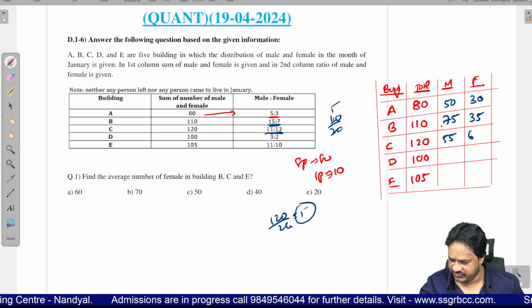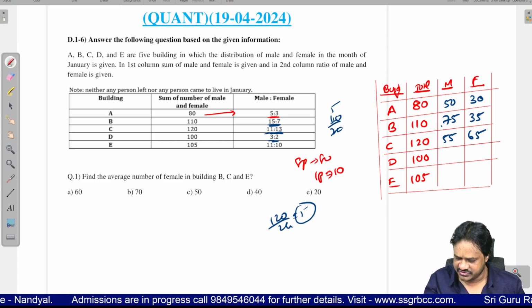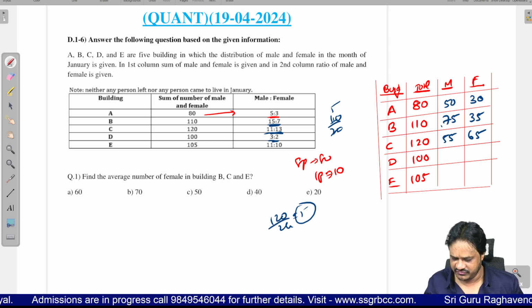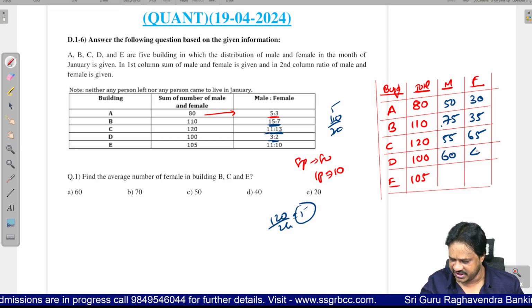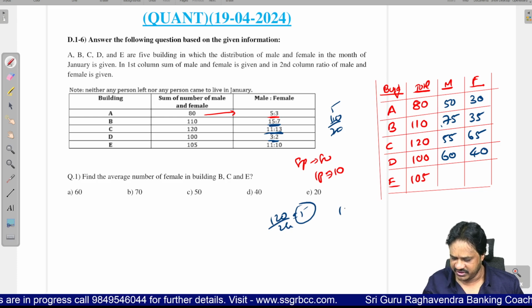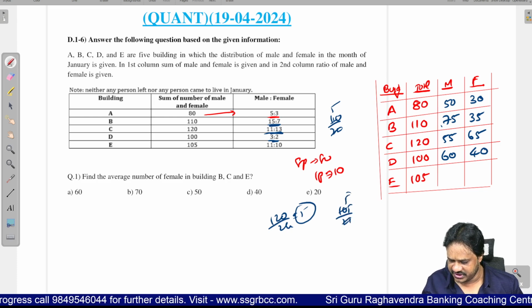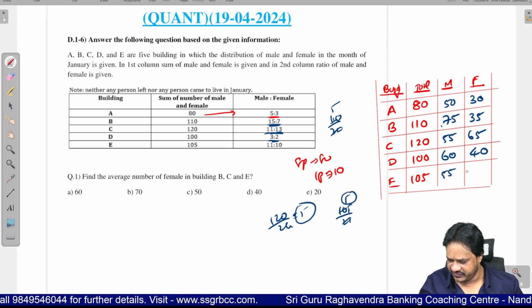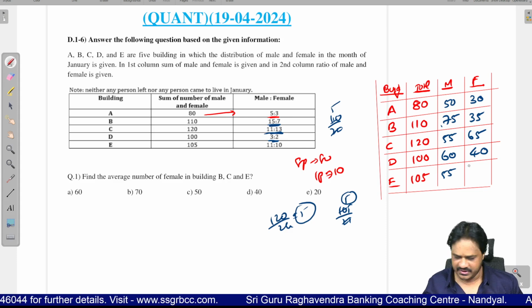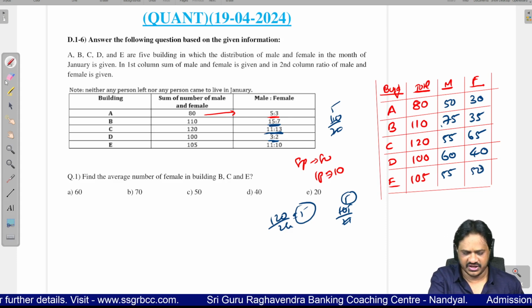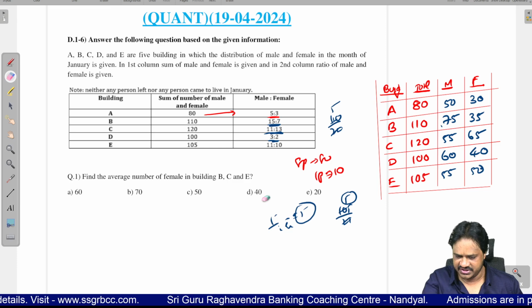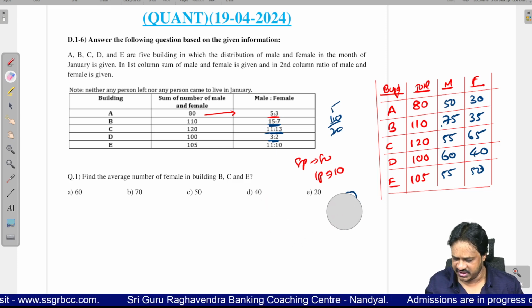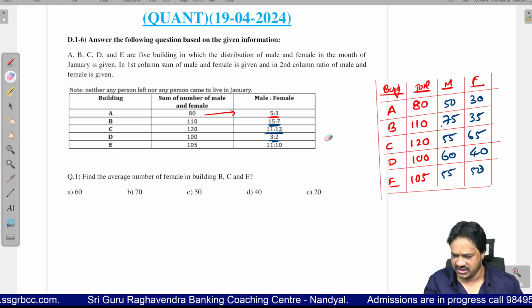13 into 5, 65. For D, 3 is to 2, 5 parts, 100 divided by 5 is 20. So, this is 60, 40. Then for E, 21 parts, 105 by 21 is 5. 11 into 5, 55. Then it is 50. So, we got in each and every building, the total males and total females.